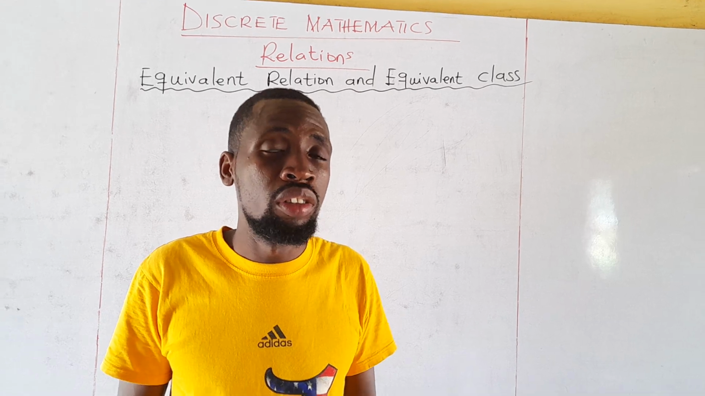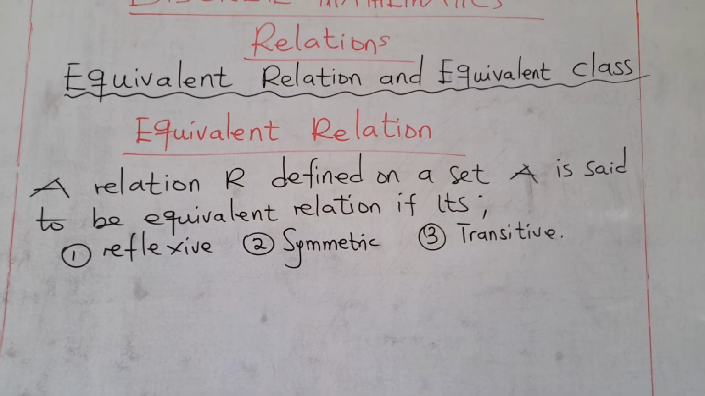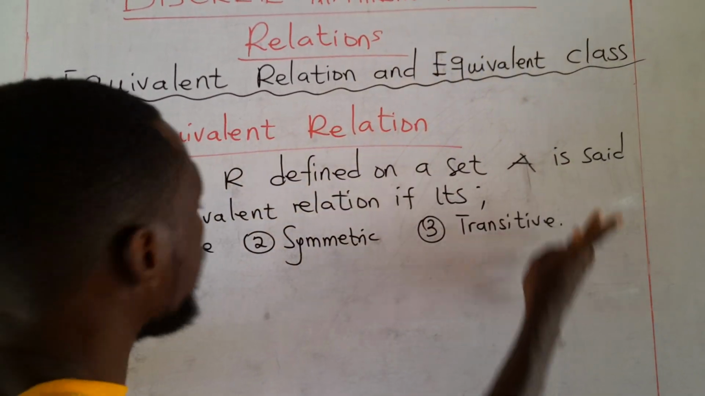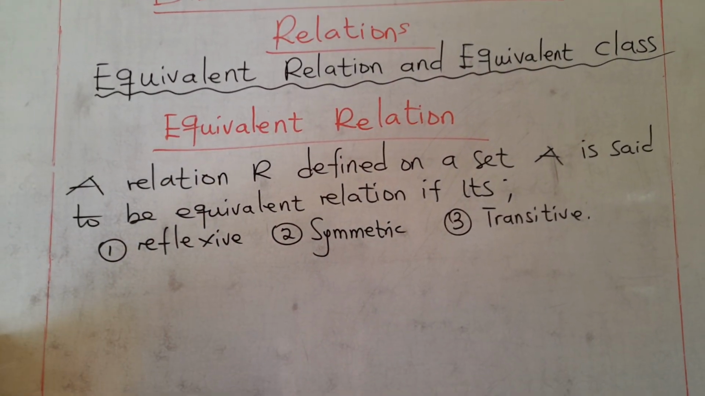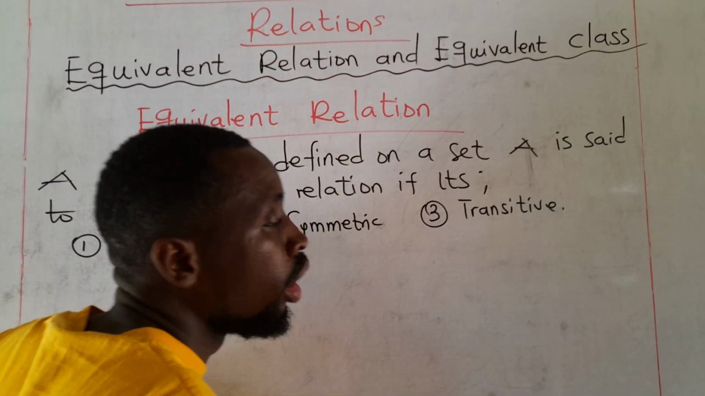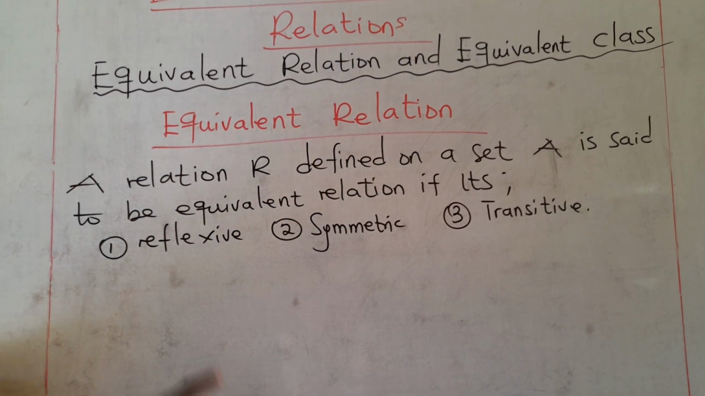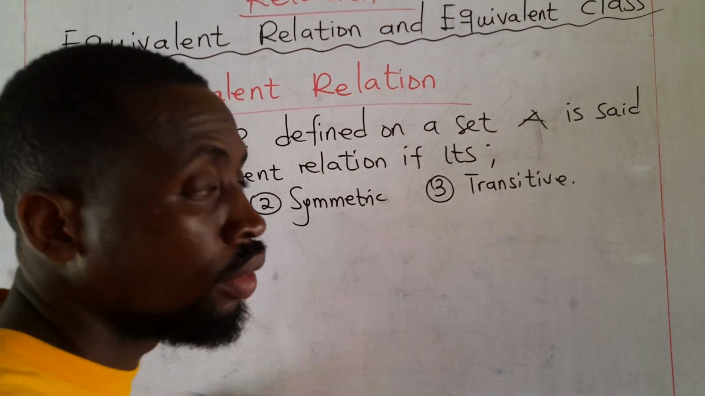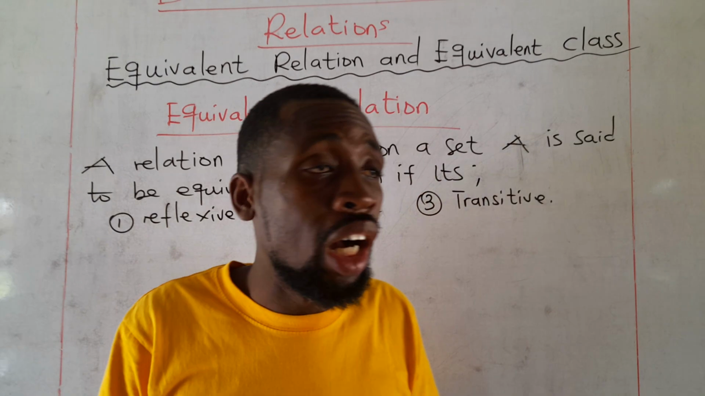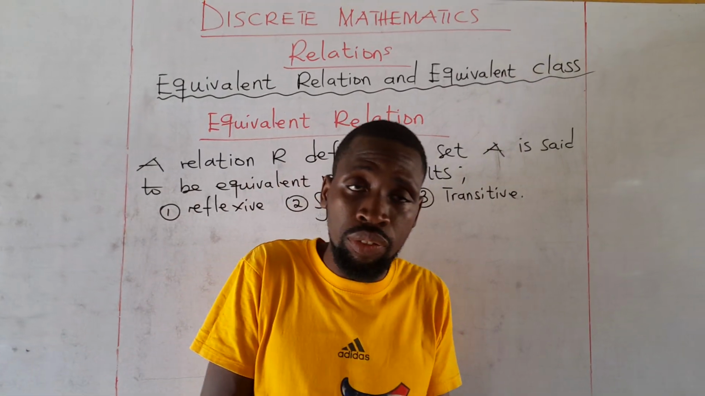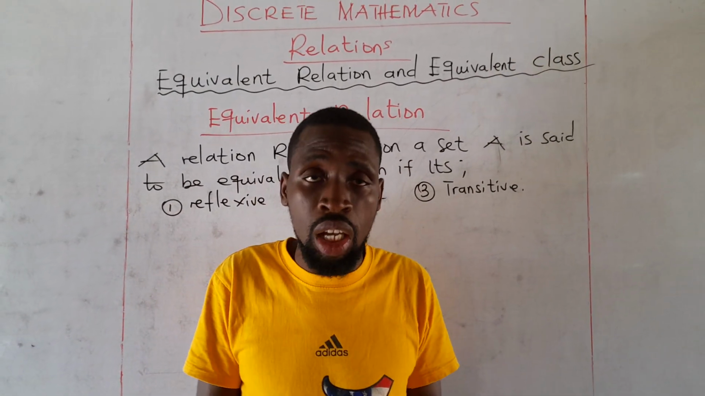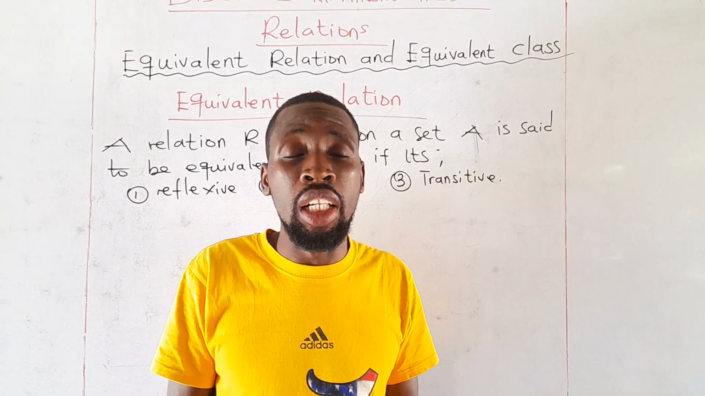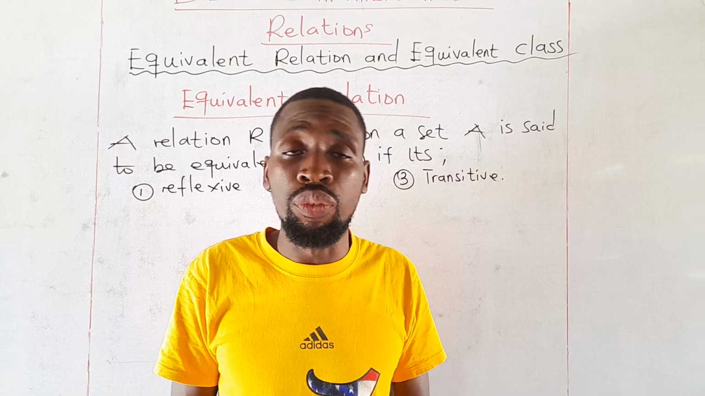So come along. We start things off with an equivalent relation. A relation R defined on a set A is said to be an equivalent relation if it satisfies three conditions. Thus, it is reflexive, it is symmetric, and it is transitive. Please, did you watch my videos on how to determine if a relation is reflexive, symmetric, and transitive? Please do that on YouTube, or you can get that video at the end of this video.